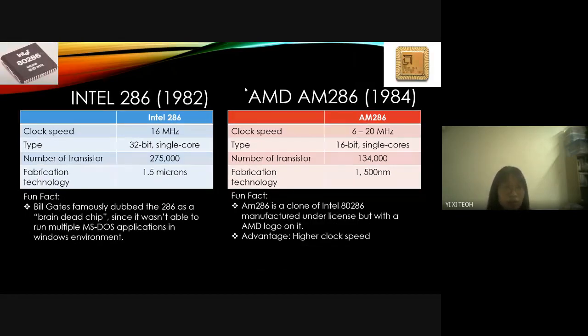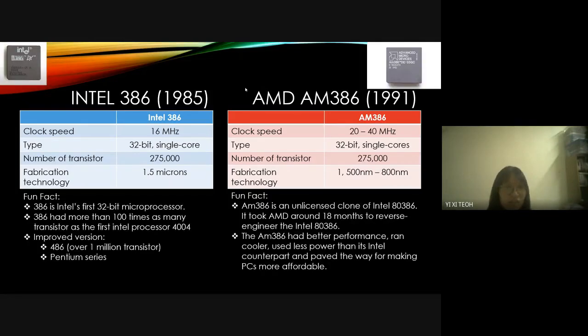And here, in the same way, is the Intel 286. This AM286 is also a clone of the Intel 286. It is manufactured under license but with an AMD logo on it, because they were still under the IBM contract. So they are almost similar, but does Intel also have an advantage?